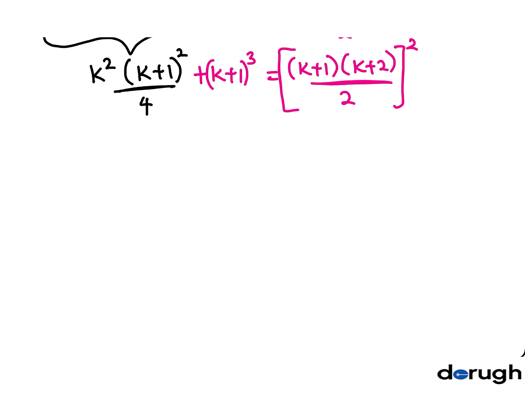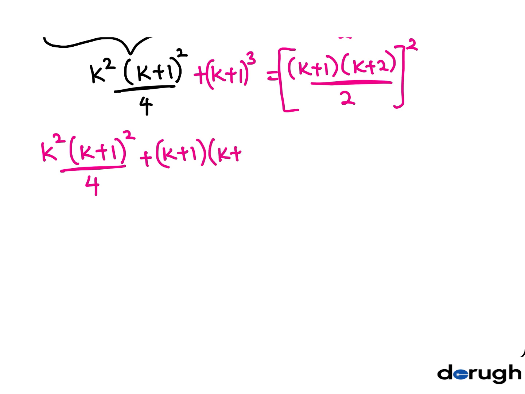You have k squared, you have k plus 1 squared over 4. I don't want this to be k plus 1 power 3. I want to see if there's a way I can simplify this. So what I'm going to do is I'm going to say plus k plus 1 and then k plus 1 power 2. Recall, k plus 1 times k plus 1 power 2 is the same thing as k plus 1 power 3.